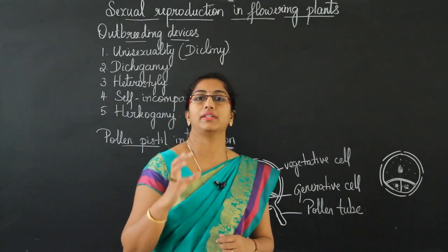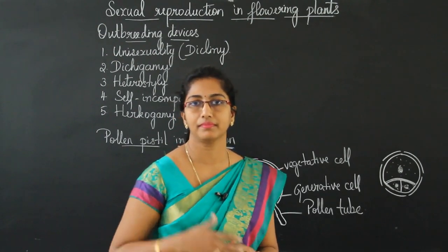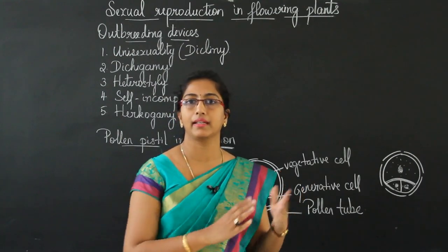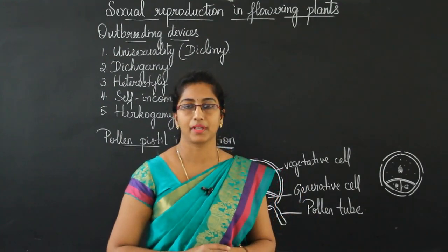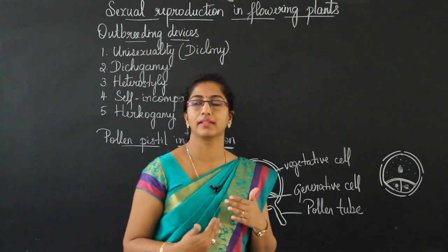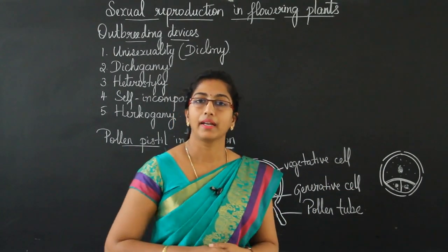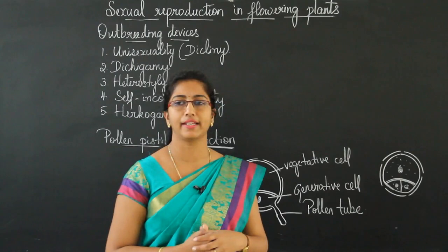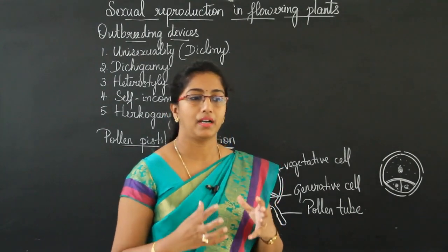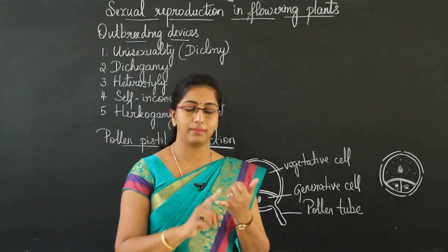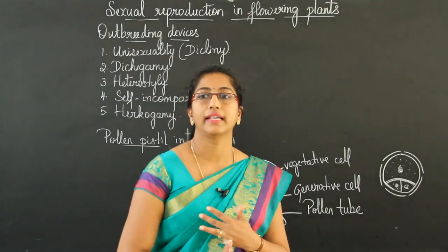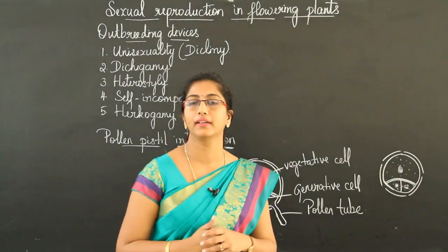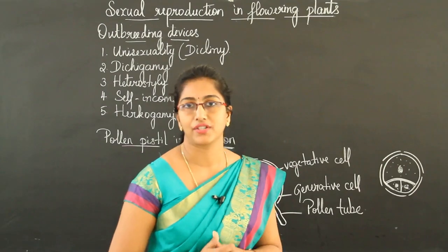Continuous self-pollination leads to inbreeding depression. About that in detail you will be studying in the coming chapters. If there is continuous self-pollination, there will be no variety. In inbreeding depression, the varieties will be fewer and the plants will be more prone to diseases, their resistance will be affected, and we call it inbreeding depression.